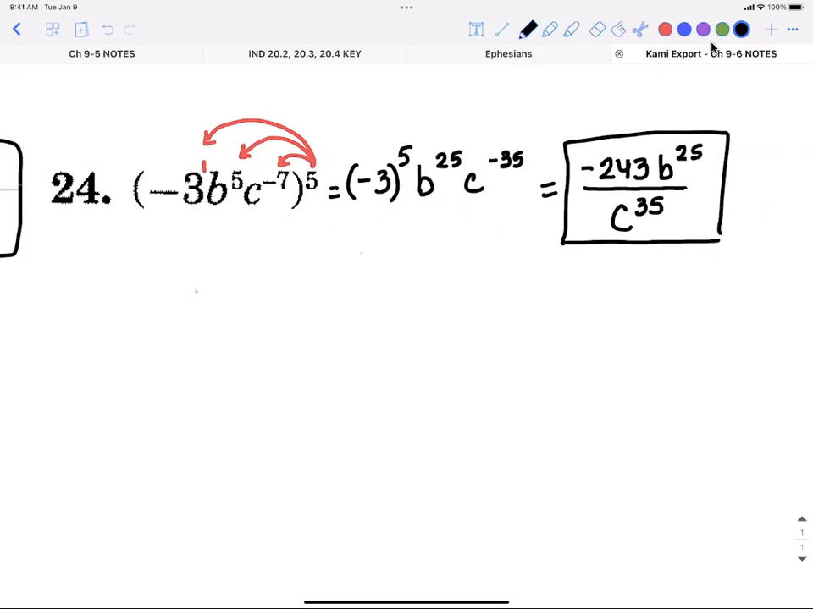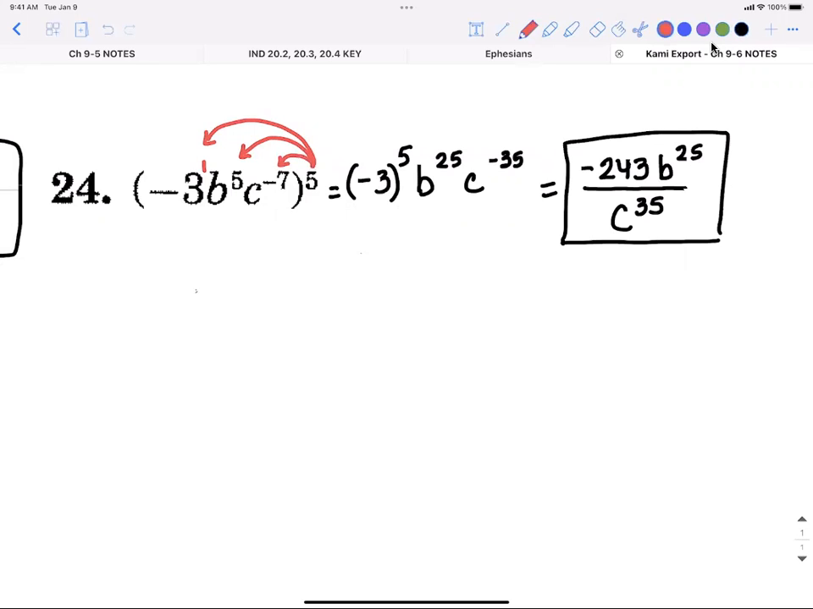All right, so we add the 1. We distribute the 5, so we get -3 to the 5th power. B to the 5 times 5 is 25, and C to the -7 times 5 is -35. Then I gave myself a fraction line. And before I even figured out what 3 to the 5th power was, how did I know if it was going to be positive or negative? Sophia?